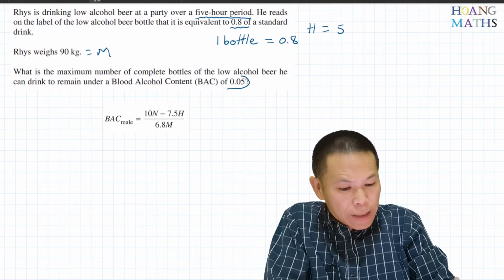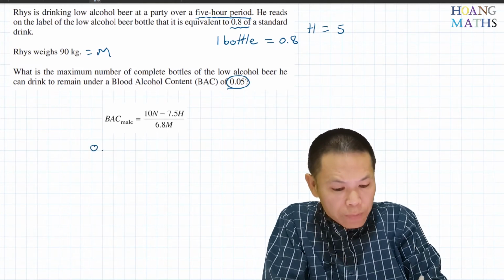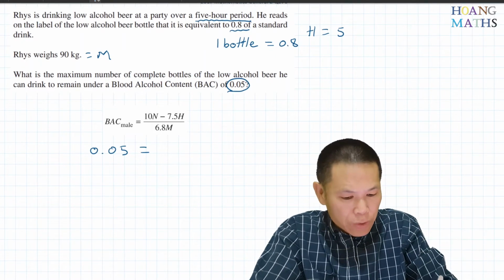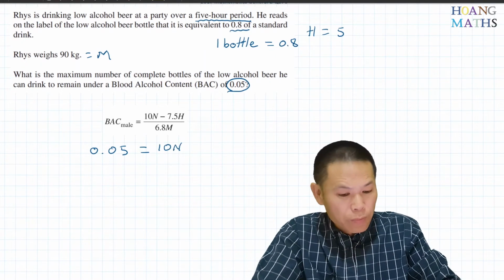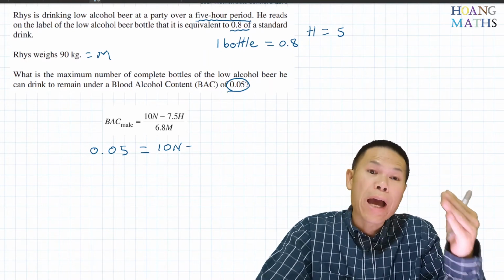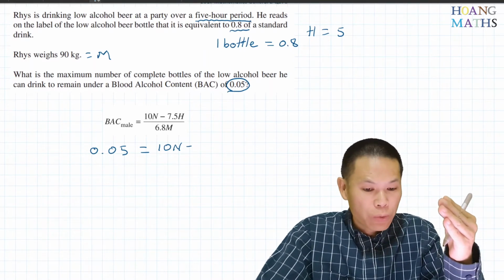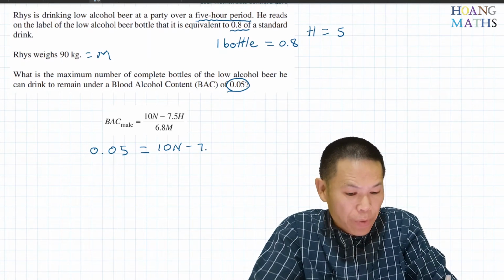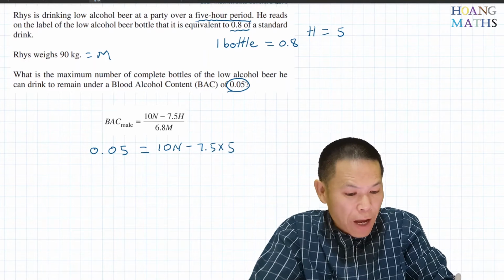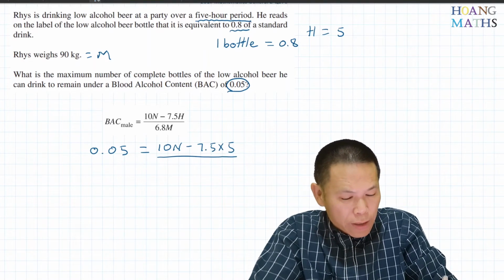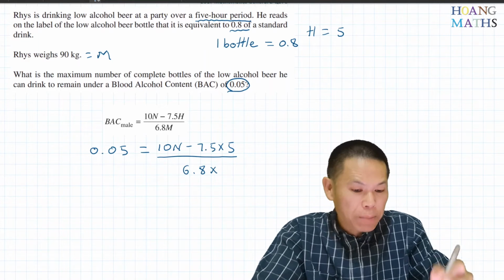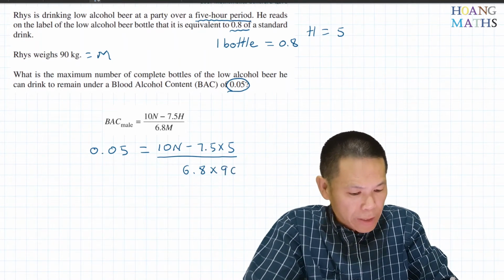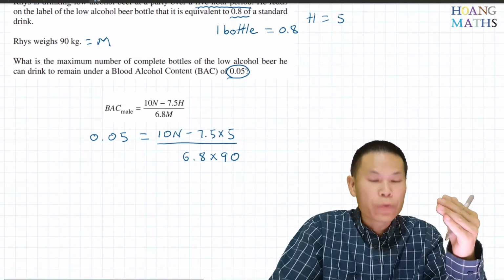So BAC is 0.05, so I just put that in. So 10N, we don't know N yet, so we just write 10N first, and minus 7.5 H. H is the hours, which is a 5 hour period. So in this case, 7.5 times 5 over 6.8 times M. M is 90, so we just write 90 down.